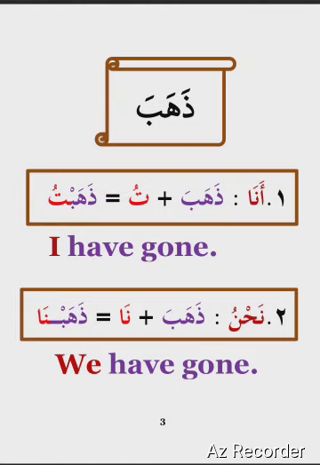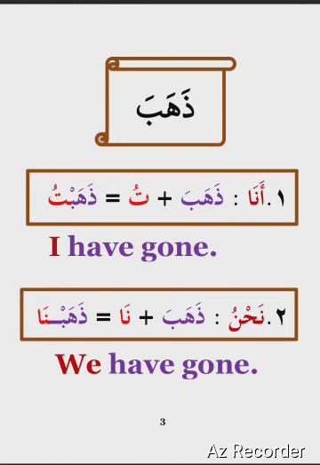ذهب, he went or he has gone. So how do we change ذهب to suit أنا? All you need to do is to attach ta'un carrying dumma to the last letter. Then you give sukun to the letter before it. So the verb ذهب will now become ذهبت, which means I have gone or I went.